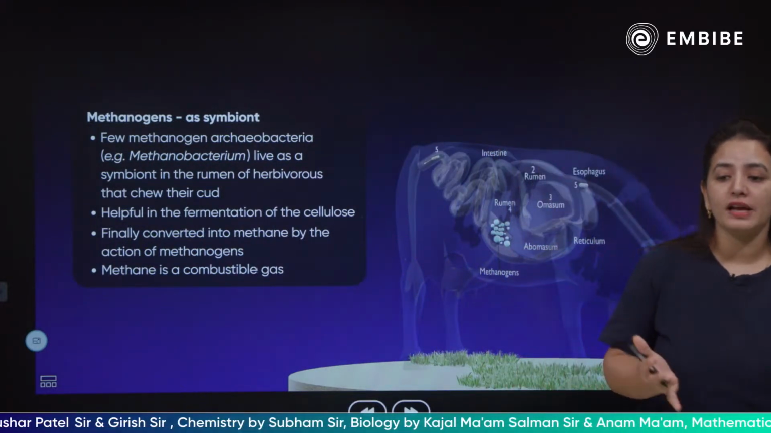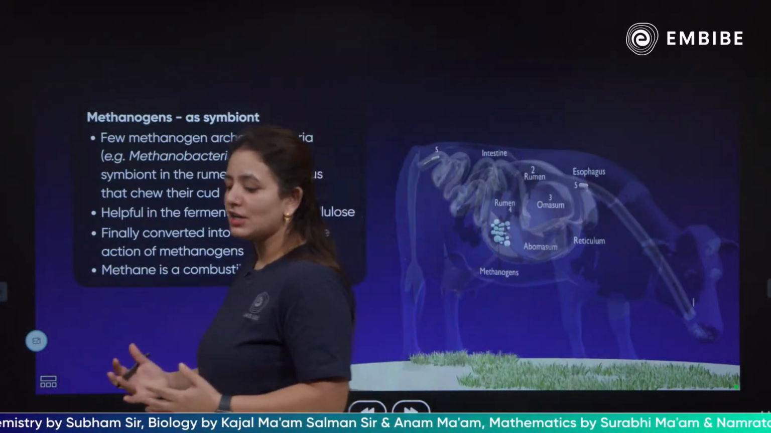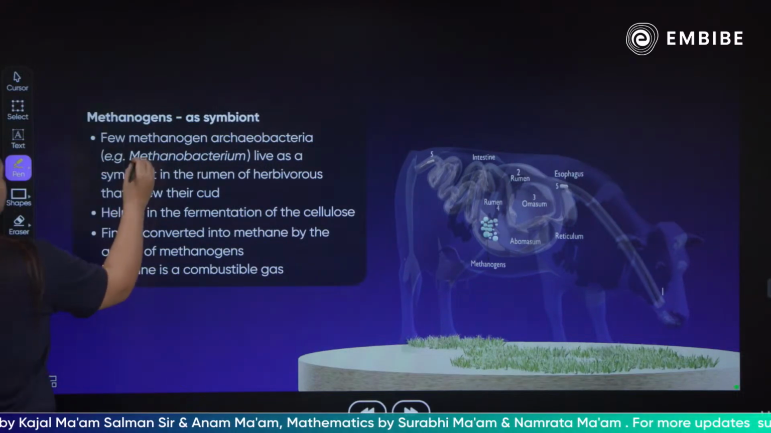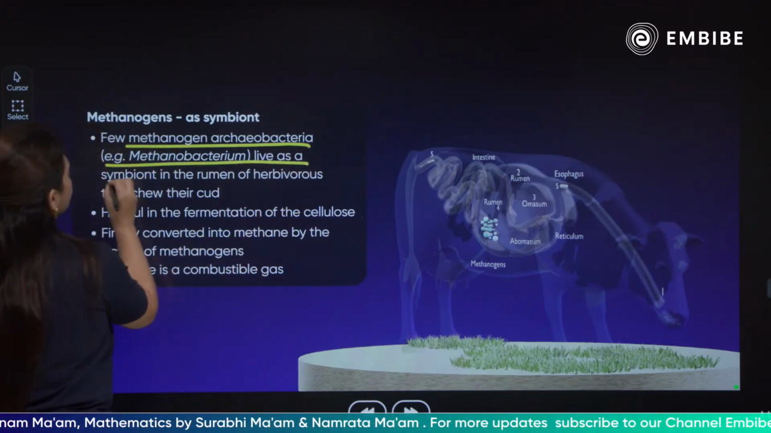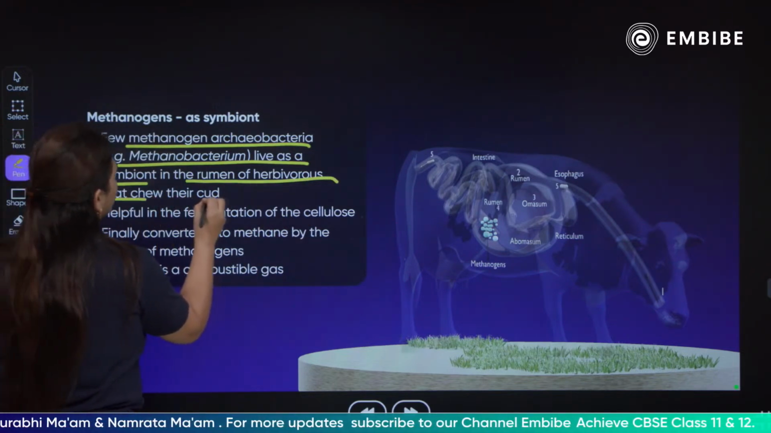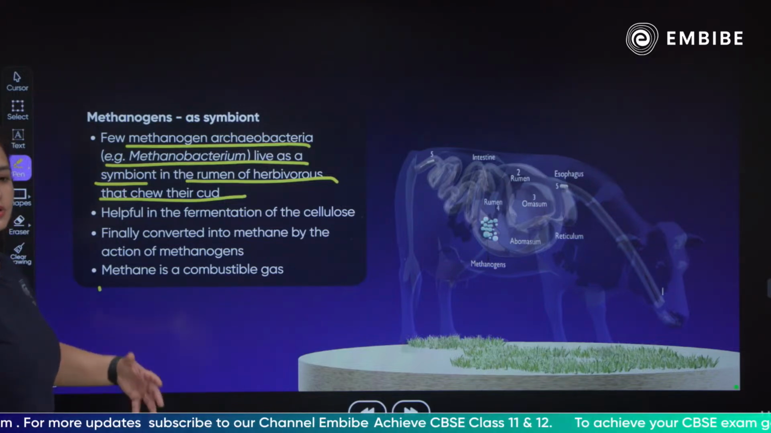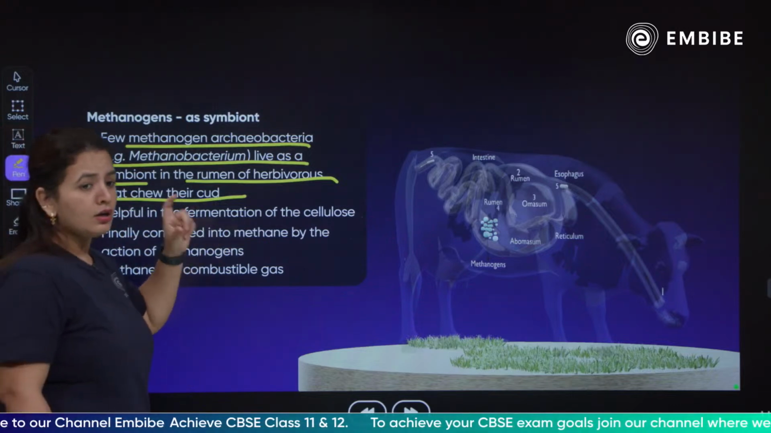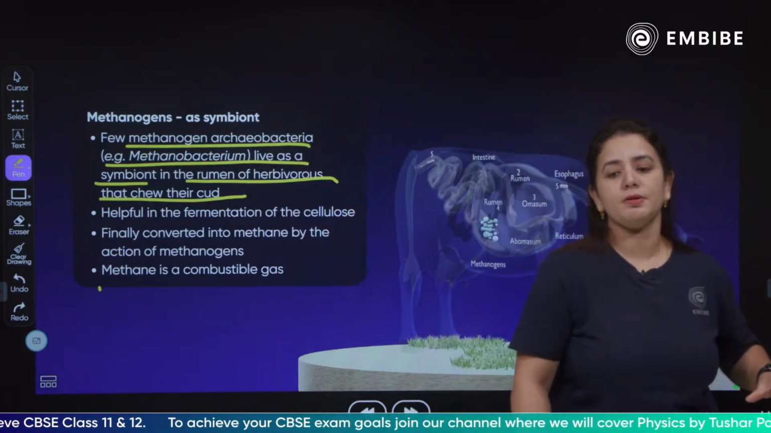They have this collaboration, they live together and benefit each other. So, the Methanogens are nothing but Archaebacteria, Methanobacterium, which live as a symbiont in the rumen of herbivores that chew their cud. Okay. So, the herbivores have this Methanobacterium living in their rumen, typically herbivores only.